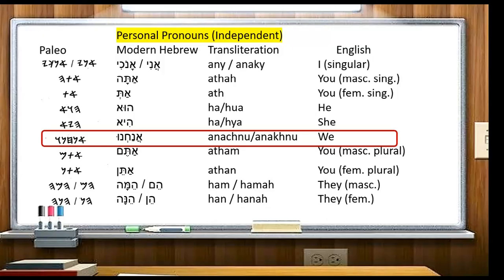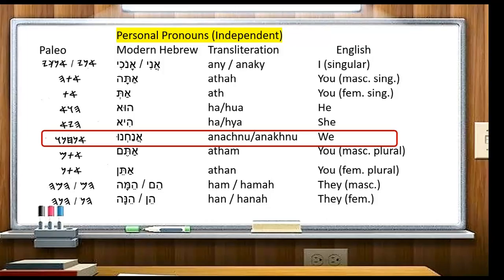And for some people, you may recognize this word from some of our songs. So, for example, anachnu nakaraim bashamu. So we are called.